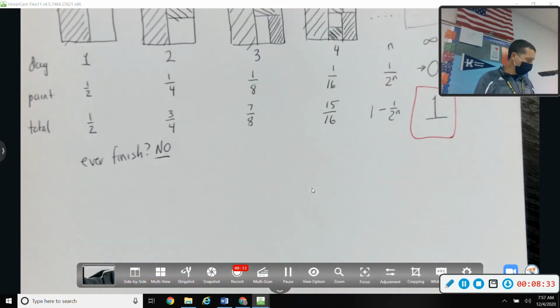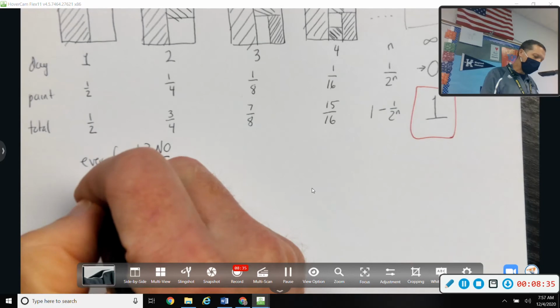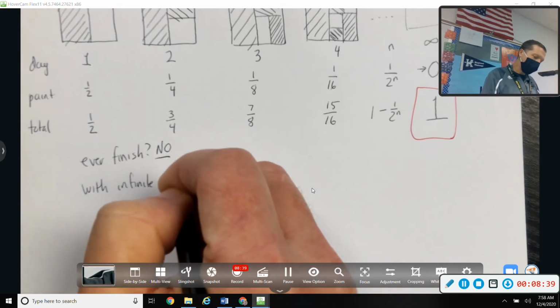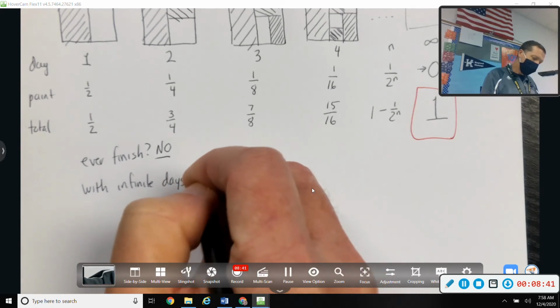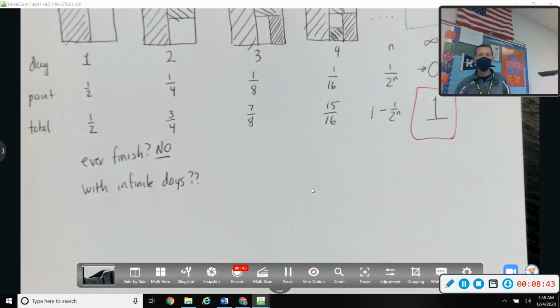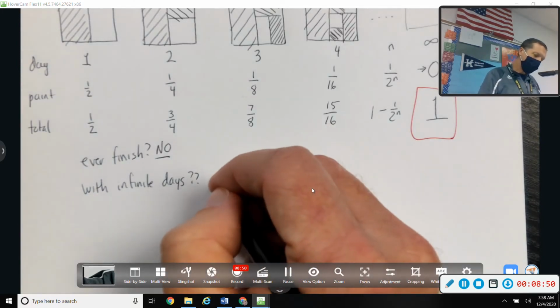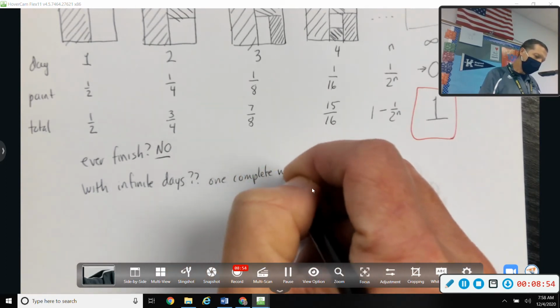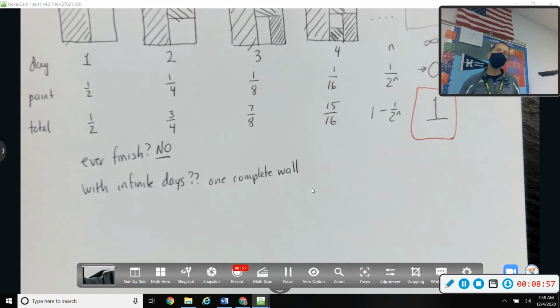That's true. But if you had infinite days, which again doesn't really make sense because no one has infinite days, with infinite days, you'd have one complete wall. If you had infinite days to paint it, it'd never finish. If you had infinite days, you would have one complete wall.